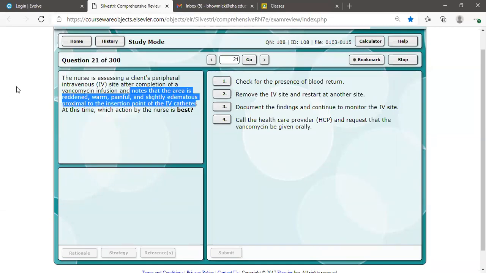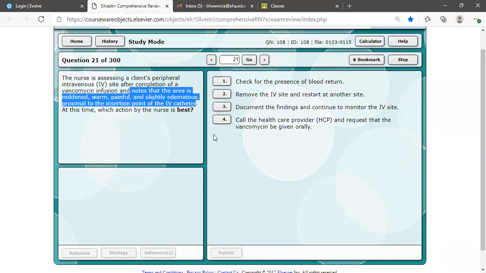So at this time, which action by the nurse would be the best one? As I said, IV means intravenous line. The intravenous line is pushed in the vein. If the patient has complaints like redness, increased temperature, warmth, pain, tenderness, edema, these indicate inflammation of the vein, and this is called phlebitis. At this time, what action should be the best option out of these four? Which one is the best, right?